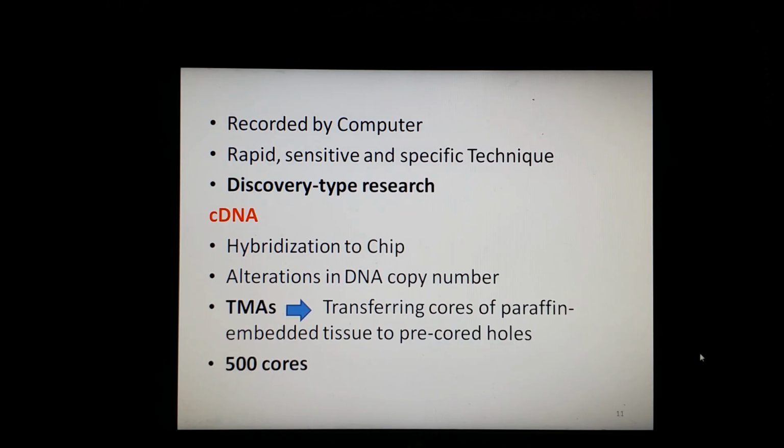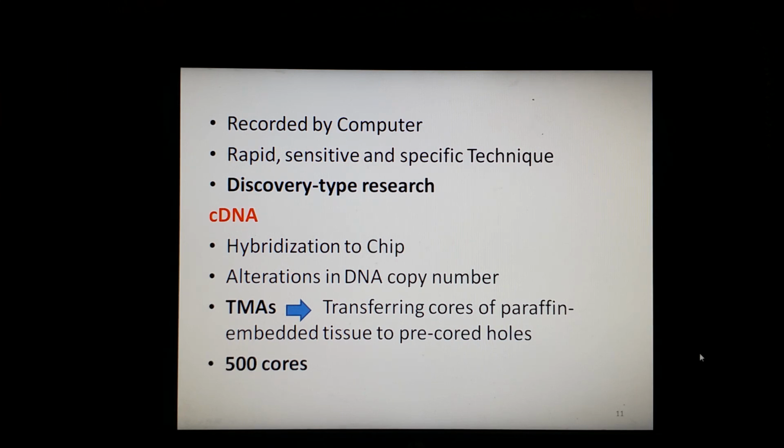Then a computer is used to record the pattern of the fluorescence emission and DNA identification, and this technique of employing DNA chips is very rapid. The reason for using it is that, besides being rapid, it is sensitive and specific for the identification of several DNA fragments simultaneously, meaning you can identify several DNA fragments at the same time, and this is one of the biggest advantages of this technique.